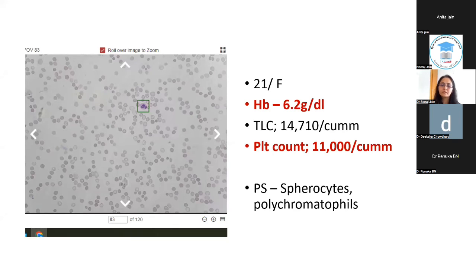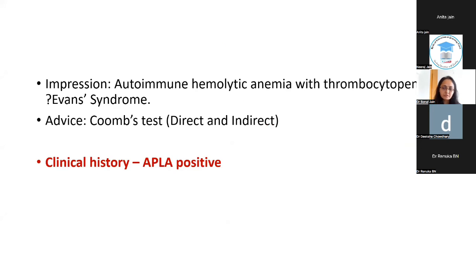This patient had both a low hemoglobin and a low platelet count, but it could just have been a low hemoglobin also. The spherocytic anemia, and if it is associated with a low platelet as well, then it is called Evans syndrome, autoimmune hemolytic anemia with thrombocytopenia. On going back to the patient, this patient turned out to be APLA positive. So what does it mean? It just means that this patient has a generalized autoimmune disorder. APLA is a part of that autoimmune disorder, and hemolysis is also a part of it. And how do we diagnose or confirm a hemolytic anemia? By doing the Coombs test, direct and indirect.